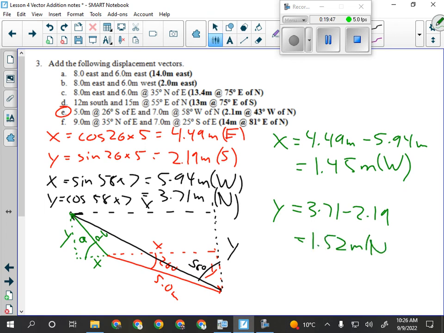Now I've got the two sides of my resultant's triangle. They look about right, and they're really close to the same, which would be why I get 43 degrees. The two sides of the triangle are almost equal. When they're equal, I get a 45-degree angle. So those numbers make sense going forward.